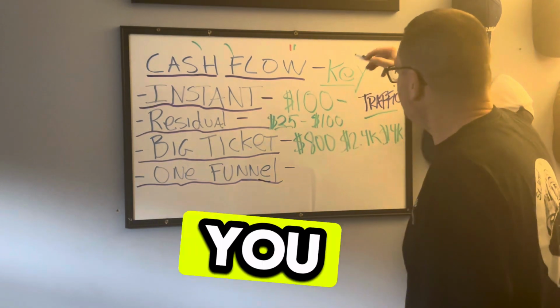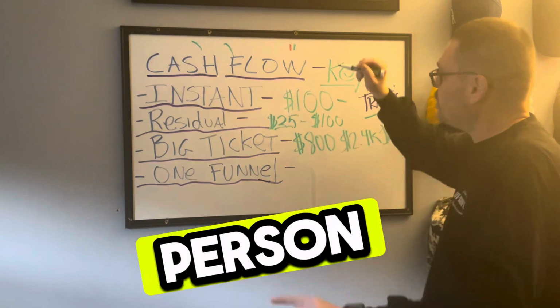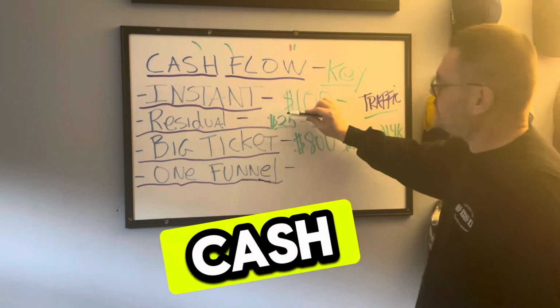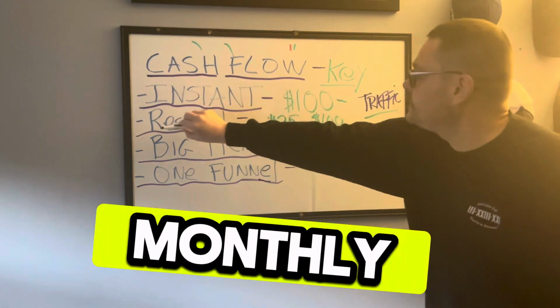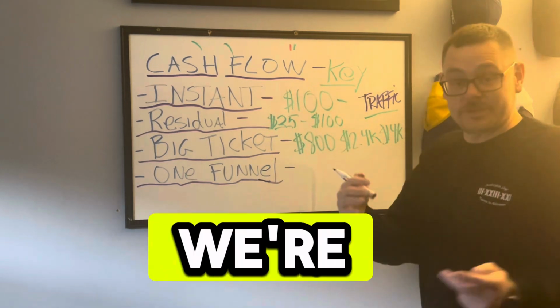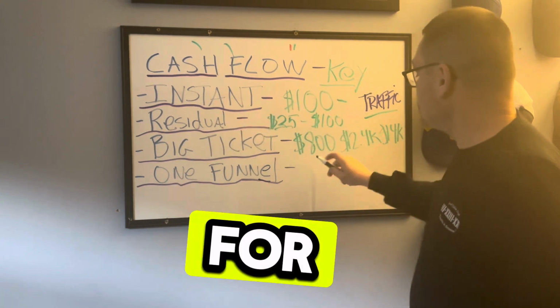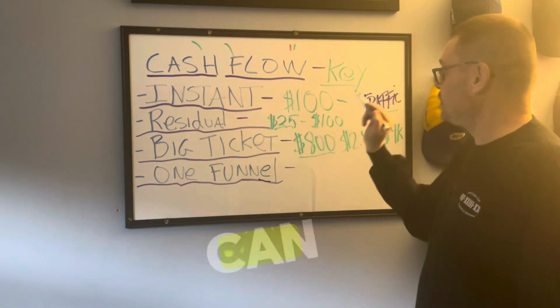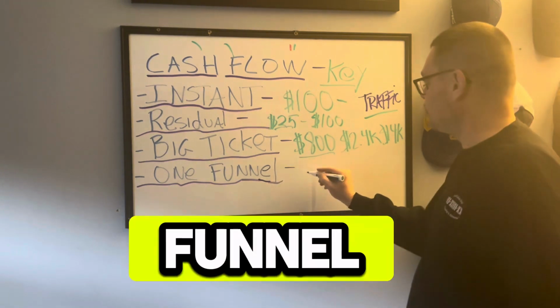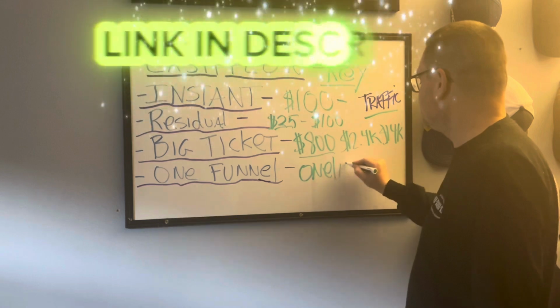So now what do you have? We said this was 225. All it takes is one person to come through here. You have your front end cash flow. You have your monthly residual that teaches your other members how to do the same thing, because we're a team here. And then your big ticket you have here for your instant payments that you can use all in one funnel, one link. So this is all one link.